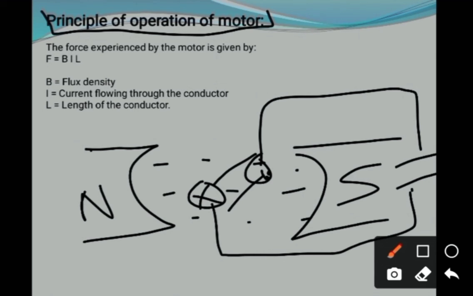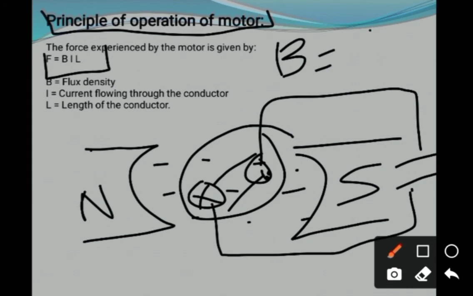So Lorentz force equation says that when this conductor carries current and it is placed in the magnetic field, it produces a force. The equation of force is represented by F is equal to B multiplied by I multiplied by L. Here B is the flux density and it is the ratio of total flux divided by area A. I is the current flowing through the conductor and L is the length of the conductor.